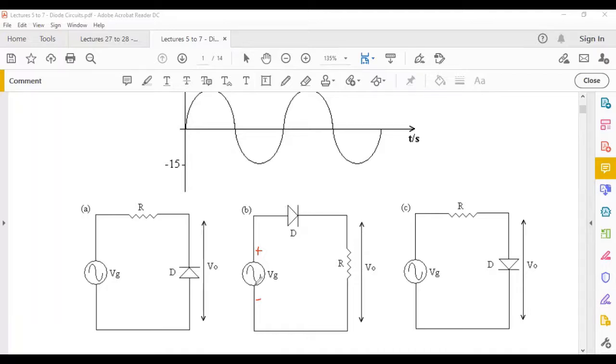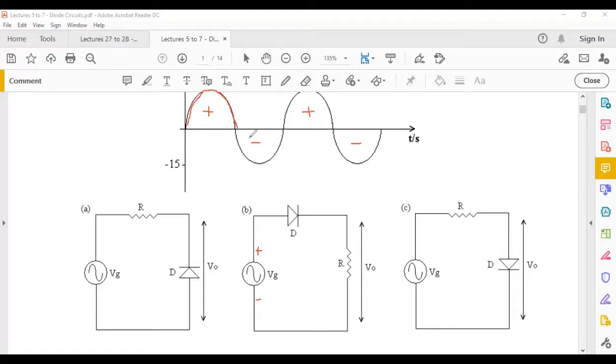It means the whole applied voltage in the positive half cycle, as long as this is positive and this is negative, you will have the current flowing, and what you measure at V naught is simply the supply. So you're going to measure this positive half cycle. You're measuring this thing.